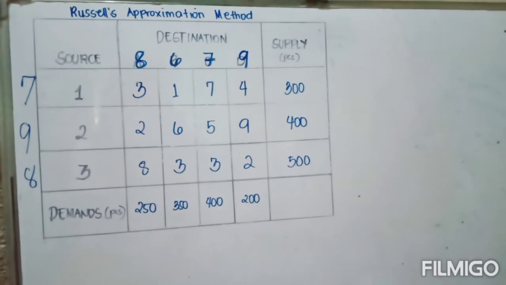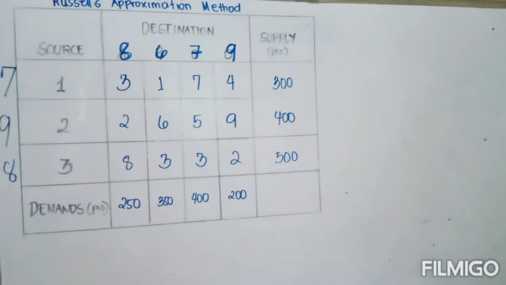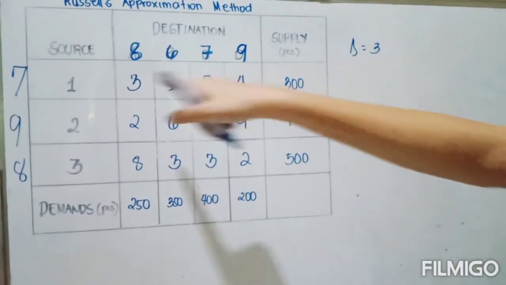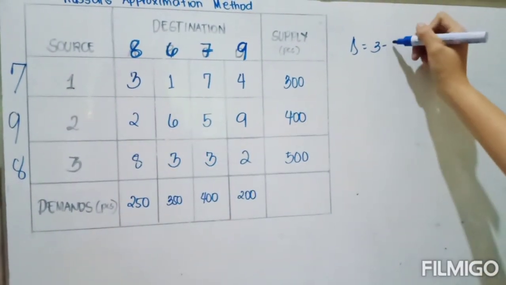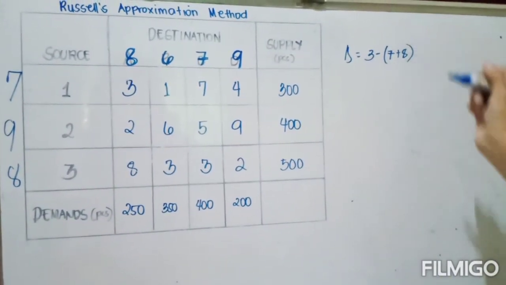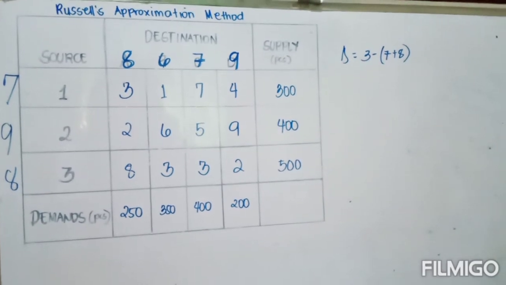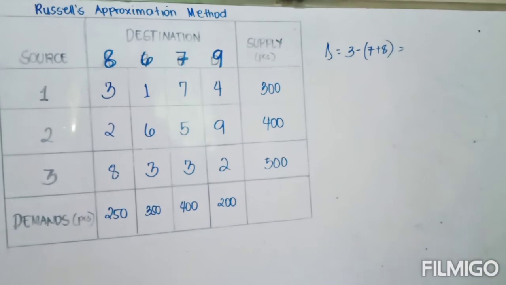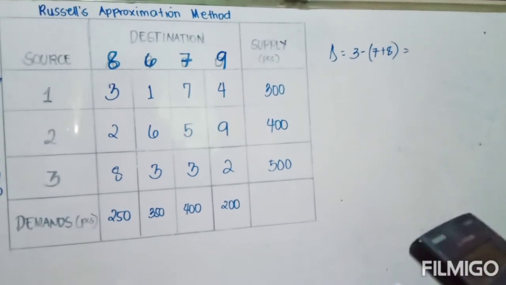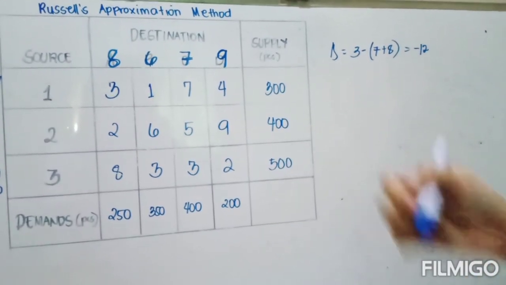So the third step of our Russell's approximation method will be to subtract each cost value in these columns and rows from their highest cost. So for example, we have right here 3, so we're gonna put delta equals 3 minus 7 plus the highest cost right here. So we're just gonna subtract and add this one. So the answer will be 3 minus 7 plus equal to negative 12.